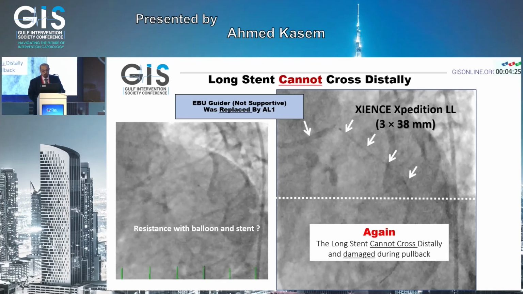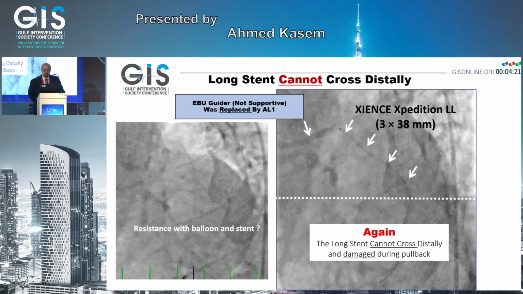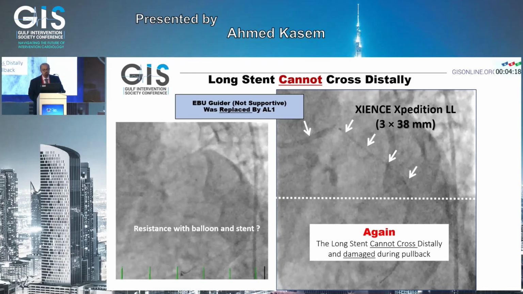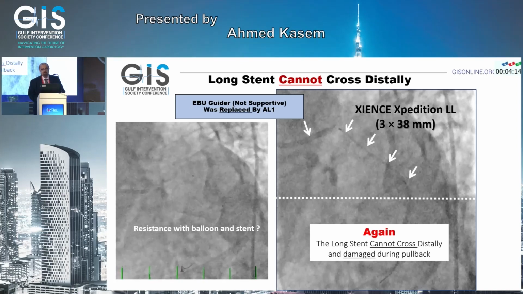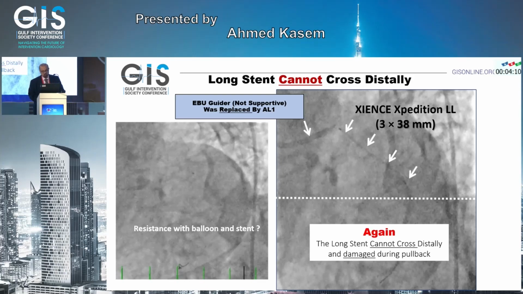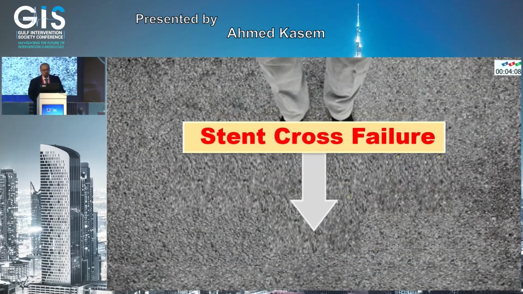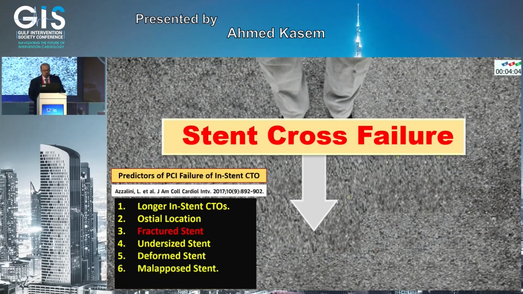So I tried many times. I found the APU is not supportive, so I replaced it with AL1, and also not supportive. I found significant resistance to advance the stent, and eventually when I pulled out the stent, it was damaged. So this is what we call stent crossing failure, and one of the most important and unrecognized predictors, and easily underestimated, is fracture of the stent.